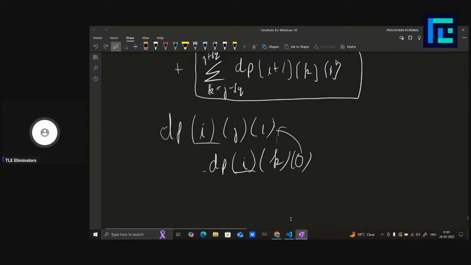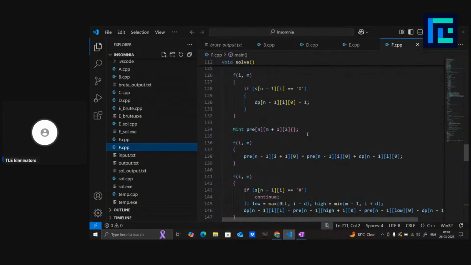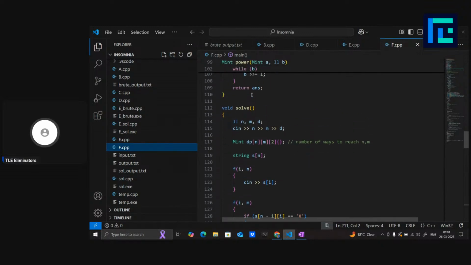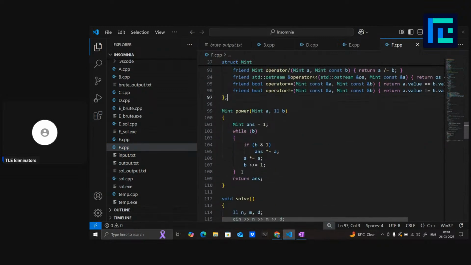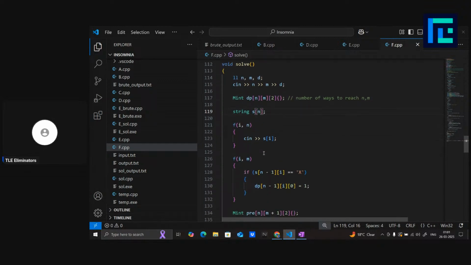All right, so I'll show the code. I have this modular int class, which takes the mod automatically, so I don't have to worry about it. So modular int dp. dp of i comma j represents the number of ways to reach i comma j, right? String s of n, so this is the input matrix, right?